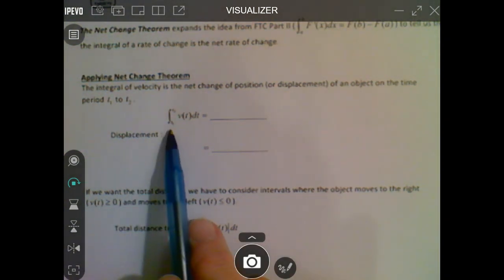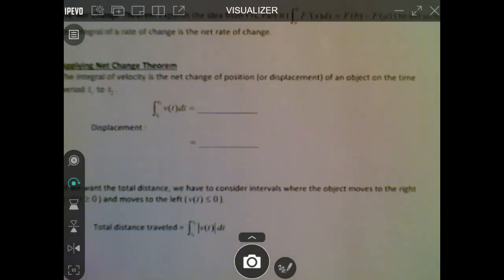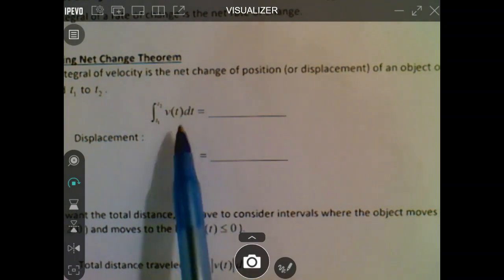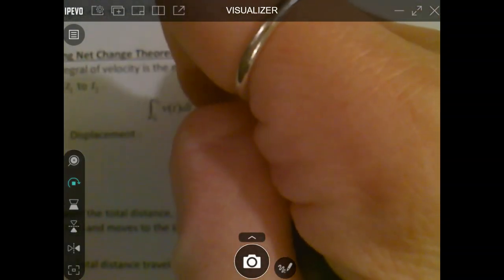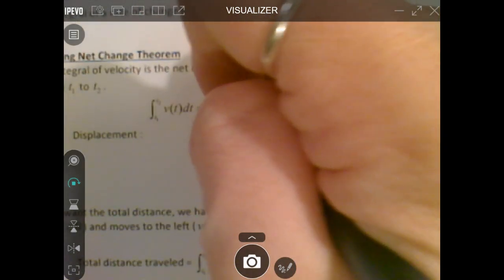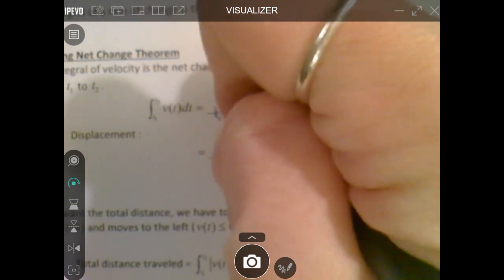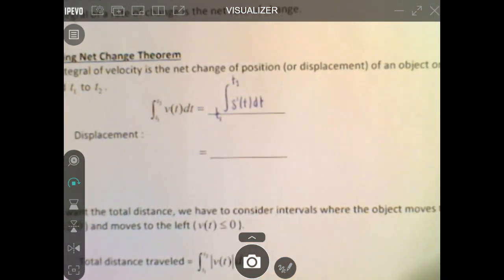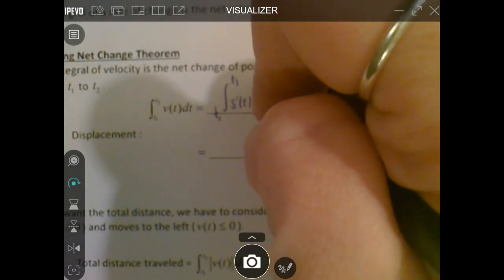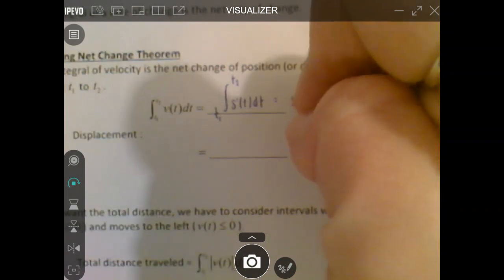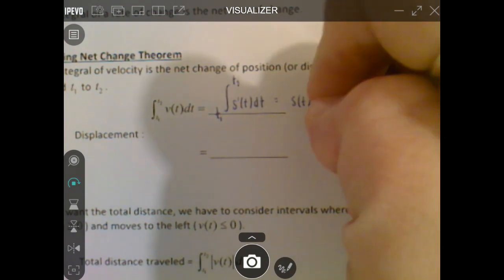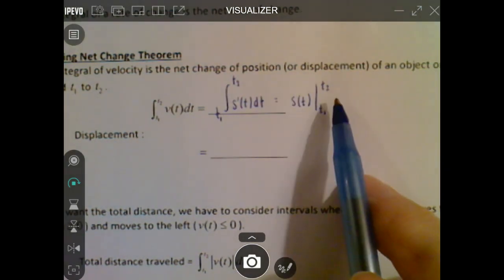So this integral of velocity on the time period from t sub 1 to t sub 2 of this velocity function, whatever that is, is really the same thing as the integral from t sub 1 to t sub 2 of s prime of t, because remember that velocity is really the derivative of our position function. That tells us we're calculating the antiderivative of s prime, which is s of t, from t sub 1 to t sub 2, which is really FTC part 2 here.